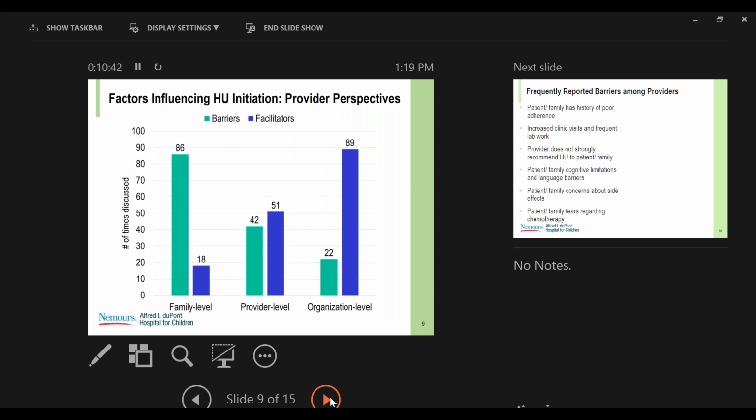Just quickly, even though families tended to focus mostly on barriers and facilitators at the level of the patient and the family, providers talked about those barriers, but they also talked about things at the level of the provider and the organization. As you can see, we have a nice stepwise pattern. They perceive the most barriers at the family level, followed by the provider and the organization. Then you see the opposite trend in terms of the number of facilitators discussed.